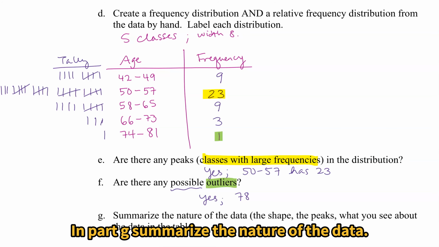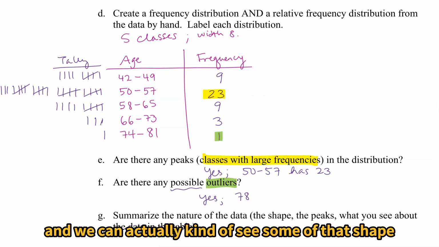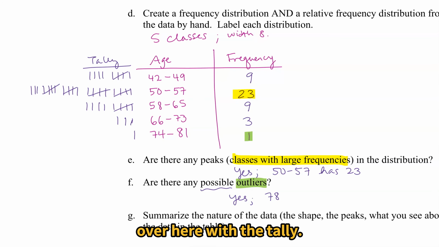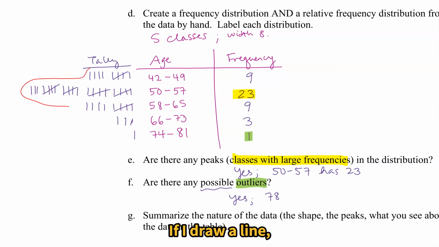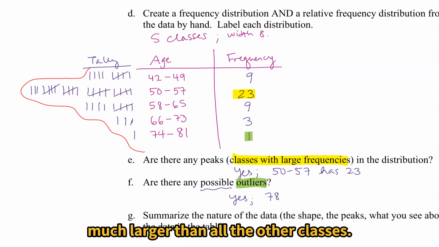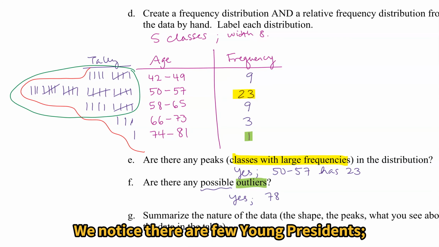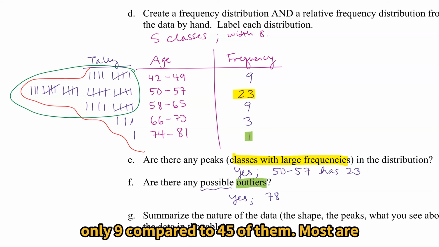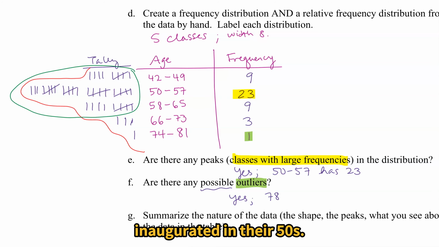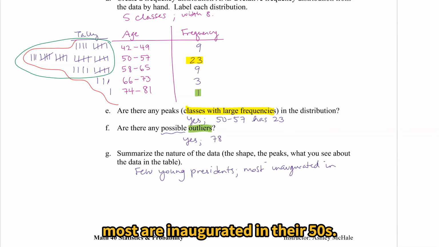In part G, summarize the nature of the data. What do you see about the table? Well, it starts off, and we can actually see some of that shape over here with the tally. If I draw a line, we can see that the second class is very much larger than all the other classes. Also, what do we notice about the data? We notice there are a few young presidents, only 9 compared to 45 of them. Most are inaugurated in their 50s.